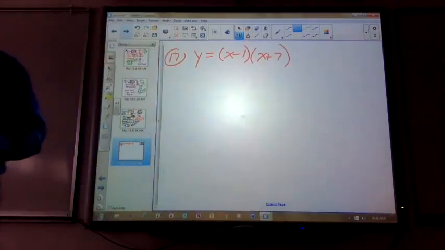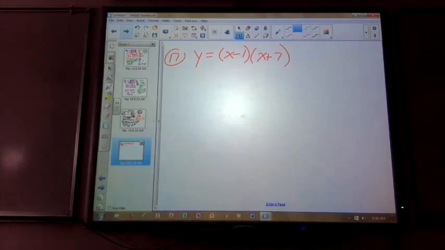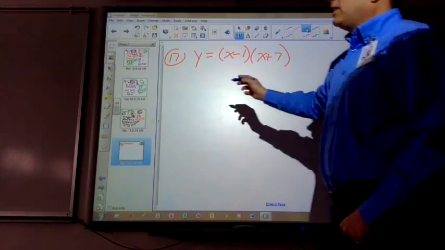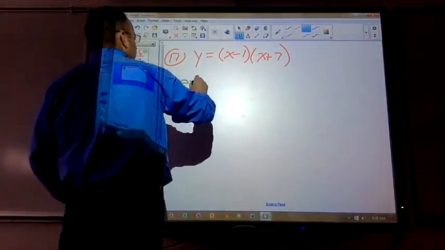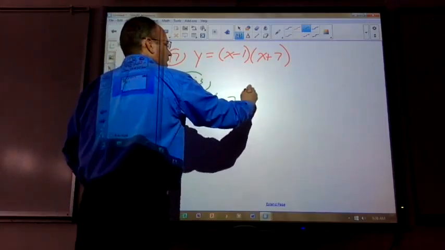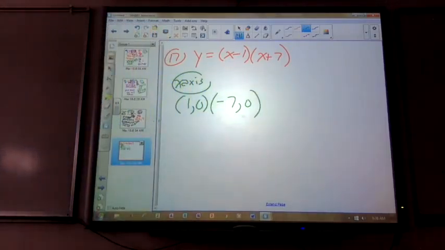Hey, this one's special. Why is this one special? It's already factored. I love it. So if it's already factored, I can figure out where it crosses the x-axis pretty easily. Agree? Reese, how did I just get there? Wasn't it because of the x and the 1 there? Yeah, because it's already factored. So I can go x minus 1 equals 0 and solve it. And I can go x plus 7 equals 0 and solve it. You agree?